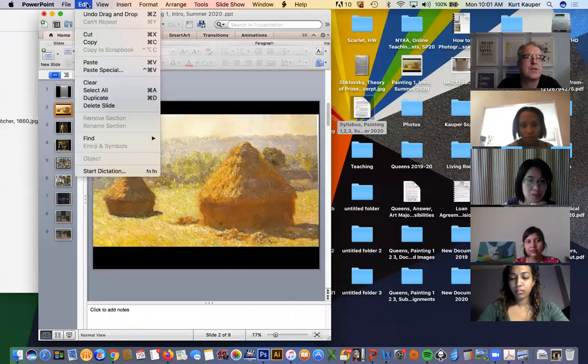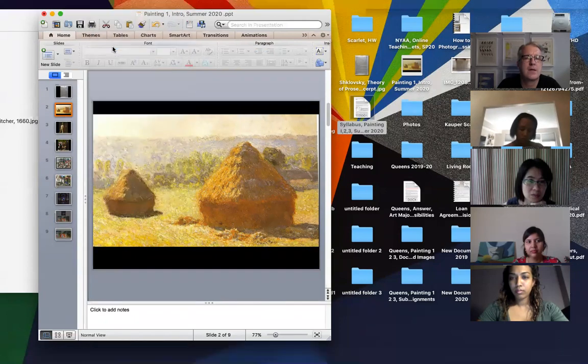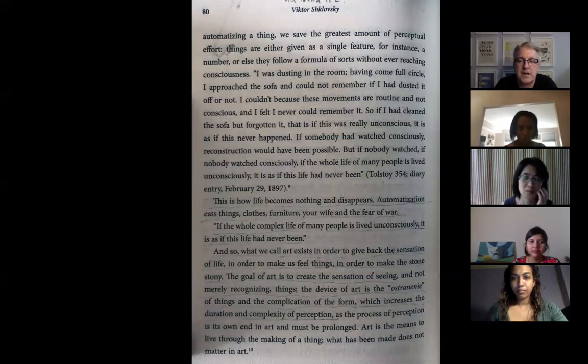We'll look at some images just to get an idea of some things we'll be studying. So I actually wanted to start with this. This is an excerpt from an essay called Art as Technique, or sometimes it's translated as Art as Device. It's an essay by a Russian formalist literary critic.